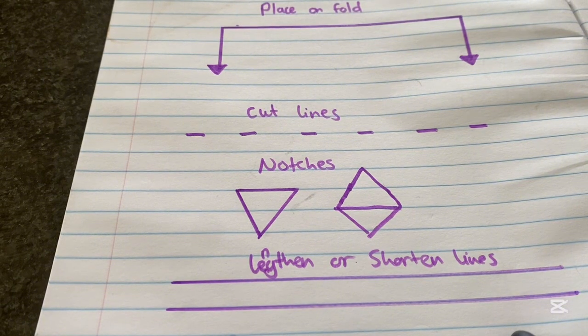Then we have those two lines. Those are lengthening or shortening lines. They are used to lengthen or shorten your project. If you want it to be shorter, you cut where it needs to be shorter. If you want it to be longer, you cut where it needs to be longer.